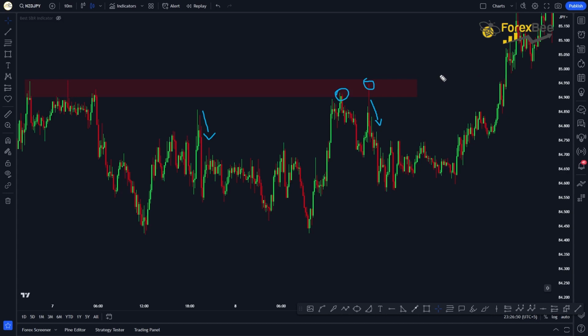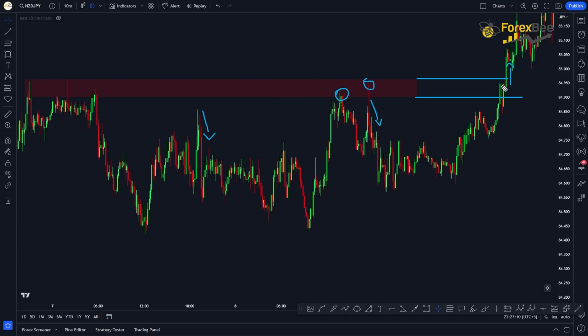And another thing that shows us the validity of this resistance zone is that when the market bounced or crossed this resistance zone, there was the formation of these very big impulsive bullish candles, which shows us that a lot of buyers came in to break this level. That means that this was a valid resistance zone.